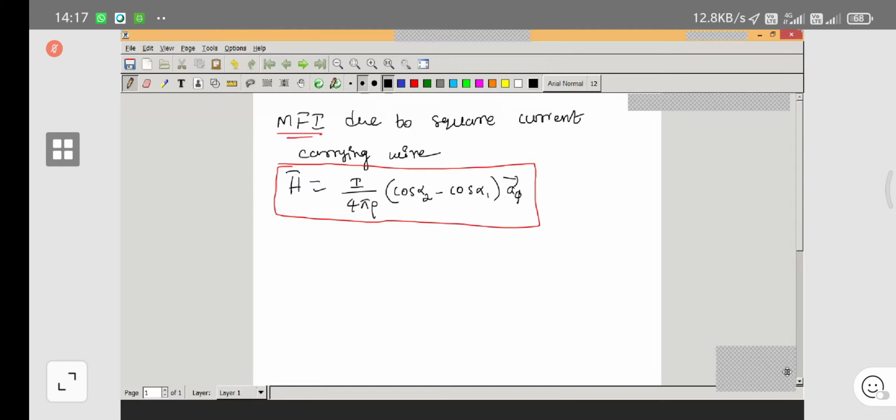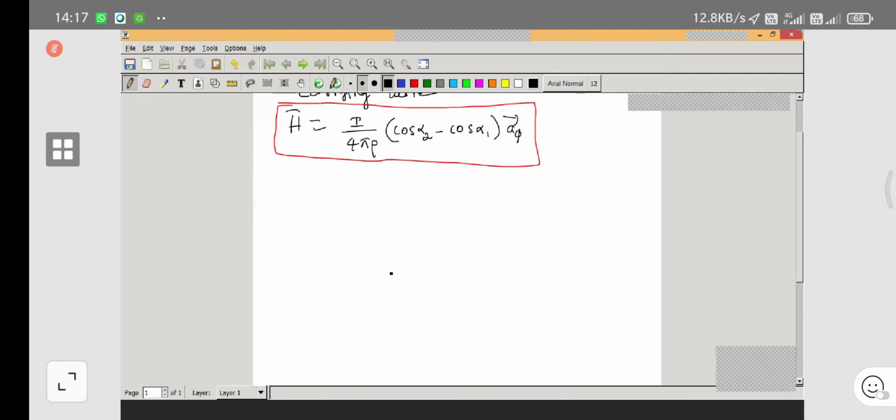First of all, I am drawing a 3-dimensional view diagram. This is X, Y, this is Z. Okay, X, Y, Z. I am assuming a wire. Thus, the wire's length is L. This is the wire, length is L.